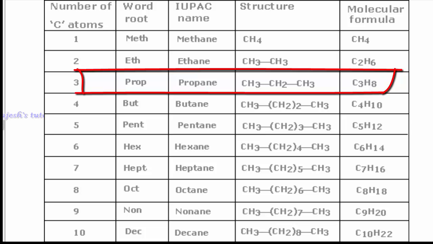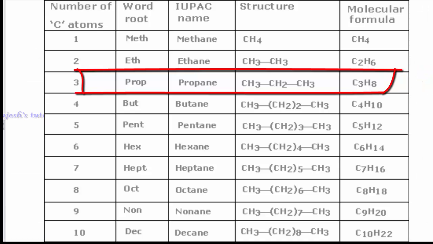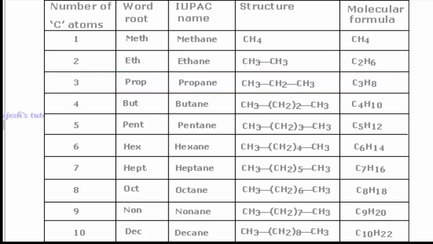Then next is propane with 3 carbon atoms. So its molecular formula becomes C3H8. You can write it as CH3CH2CH3. That is 3 carbon atoms bonded forming the framework, and the end carbon atoms, first and third, bonding with 3 hydrogen atoms each, but in the middle the carbon atom has bonded on either side with 1 carbon atom, so it has only 2 more valence electrons left to bond with 2 hydrogen atoms. That is why CH2 in the middle.